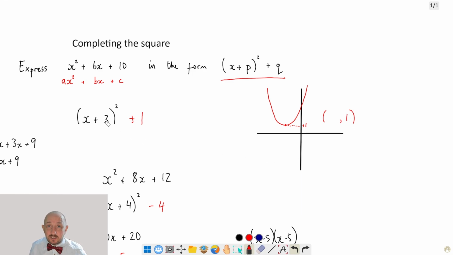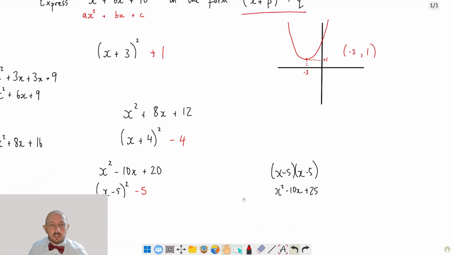And then the x coordinate is a bit strange. Plus 3 becomes minus 3. So whatever the number is there, we change its sign to its opposite. So a minus 3 would become plus 3. So that is minus 3 there. Minus 3, 1. So if you're ever asked to find the coordinates of the minimum point of a quadratic, then you can use completing the square to help you.